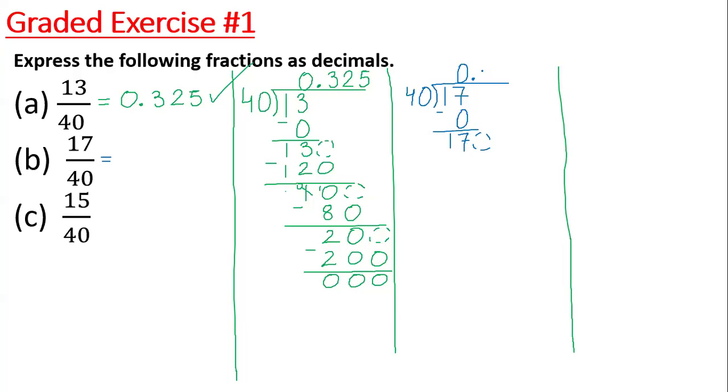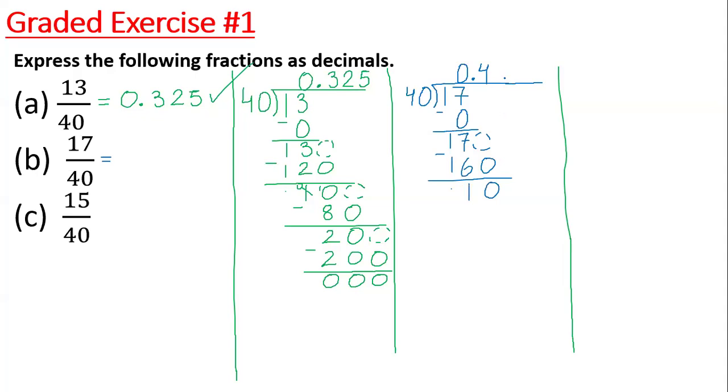That goes 4 times? Yes, sir. 40 times 4. 40 times 4 is what? 160. So 170 minus 160. 0 minus 0 is 0. 7 minus 6 is what? 1. 1 minus 1 is 0.